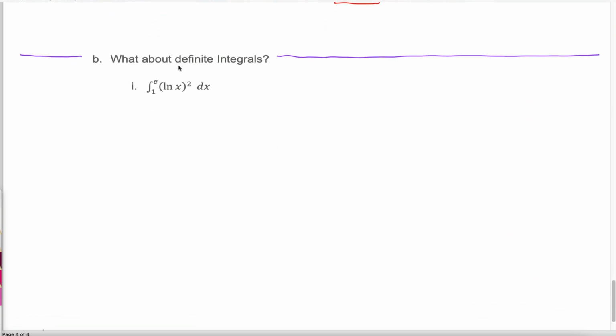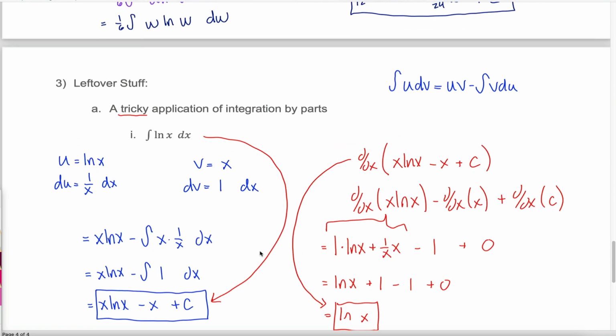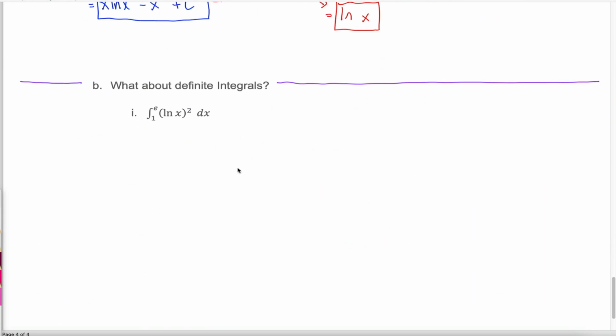What I want to show you is, what about definite integrals? Everything we've done in this section has dealt with indefinite integrals, but what about definite integrals with the integration by parts formula? Well, the way I like to think about it is, anytime you're doing a definite integral, what you're doing is you're figuring out the antiderivative, in other words, doing an indefinite integral, and then at the very end you evaluate it.